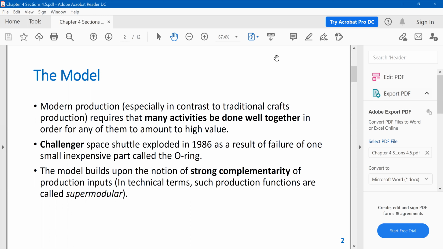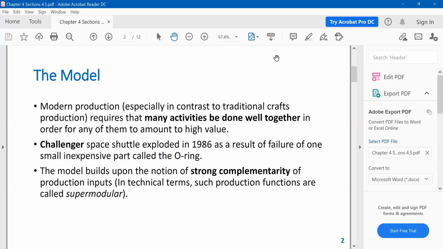There are many tasks, many activities, many different inputs, and these inputs, these activities, these tasks are, in a sense, sometimes, at least for some production processes, strongly complementary to each other. Technically, we call such production functions supermodular, but that's not very important for us now.